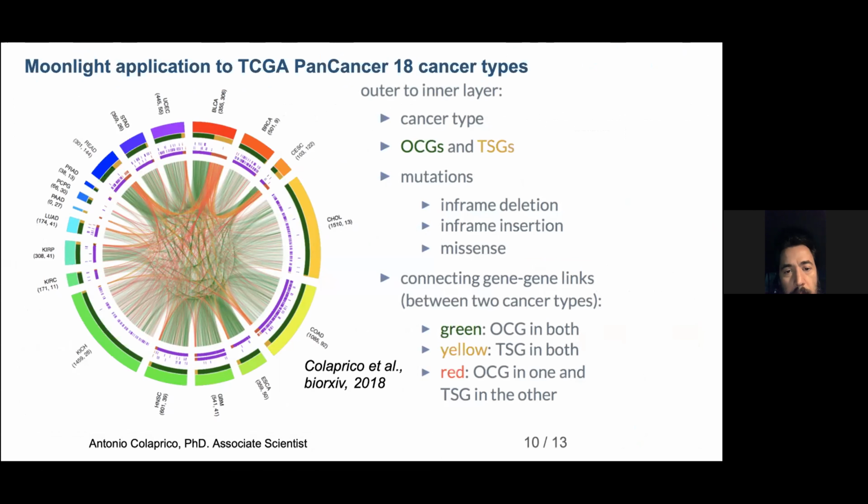The lines in red are oncogene in one and tumor suppressor in another tumor type. The green are oncogene in both. Yellow is tumor suppressor in both. So the dual role are in red. And what we observed is that we found it unbalanced, so we predicted more oncogene than tumor suppressor.